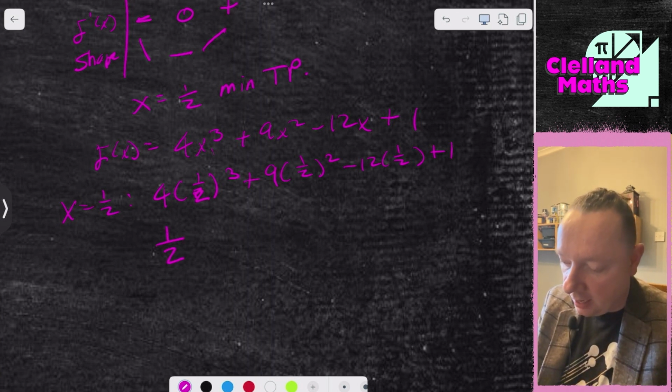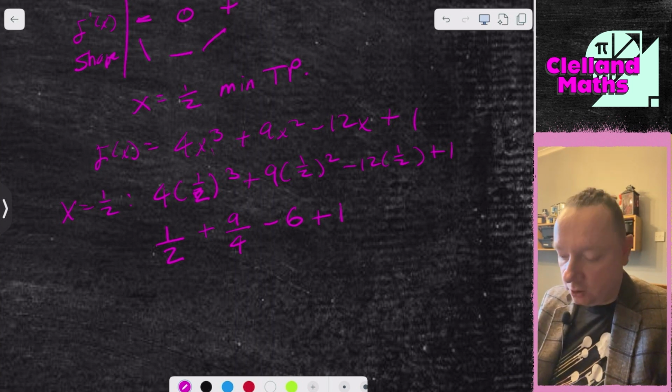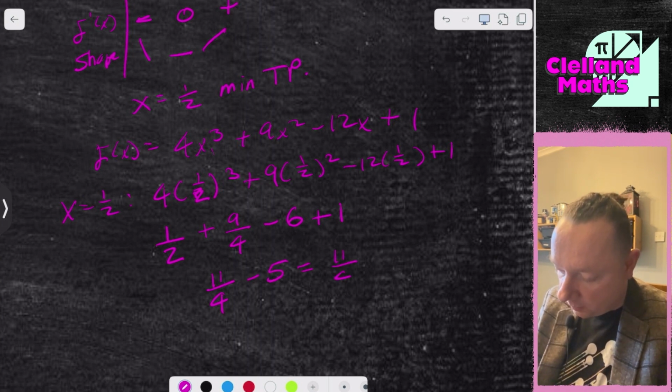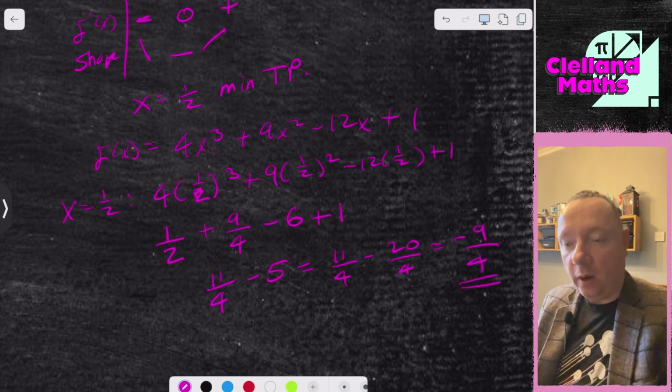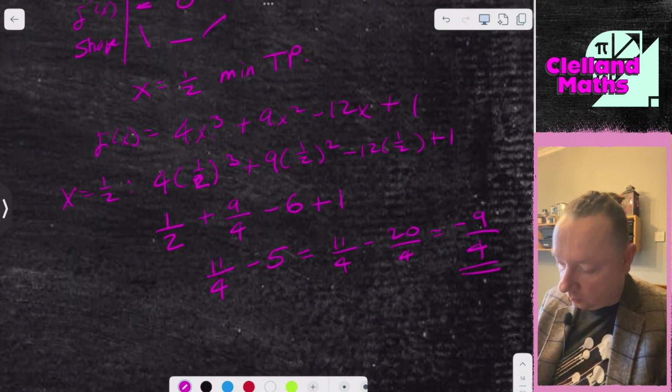Take your time on that. A half squared is a quarter. 12 times a half is 6. A half plus 9 quarters, well, that's 2 quarters plus 9 quarters, which is 11 quarters. Minus 6 add 1 is minus 5. 11 quarters minus 20 quarters, which is minus 9 quarters. So we know that at that point is minus 9 quarters. We now need to check minus 1 and 2.